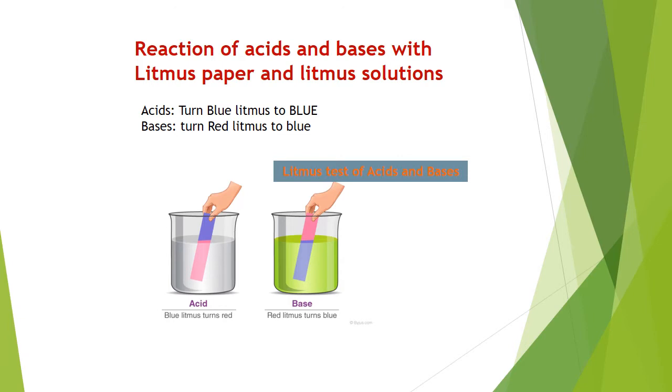Number one is the reaction with litmus paper. Acids are those which turn blue litmus to red, and bases are those which turn red litmus to blue. As the test indicates, in acid cases the blue strip of litmus converts to pink, and the pink strip converts to blue in case of the base.